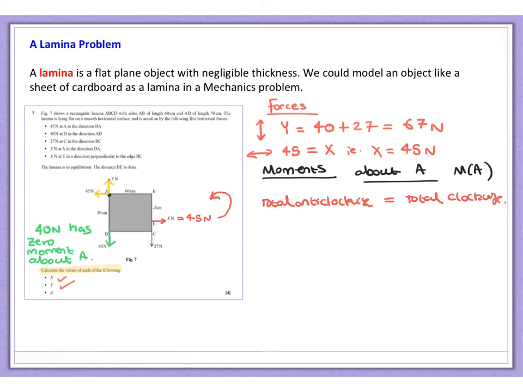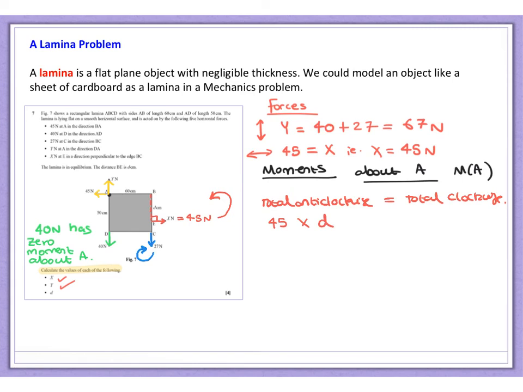So where are we going to get a clockwise moment from? Well, this force here, the 27 newtons. If I pull down on it, the whole system will rotate about point A in a clockwise direction. So our anti-clockwise moments, we have 45 newtons. Because this is a horizontal force, its perpendicular distance from A has got to be its vertical distance from A, which is D. So 45 multiplied by D.